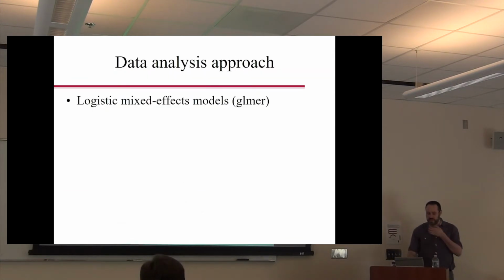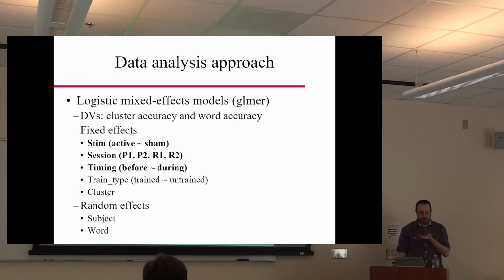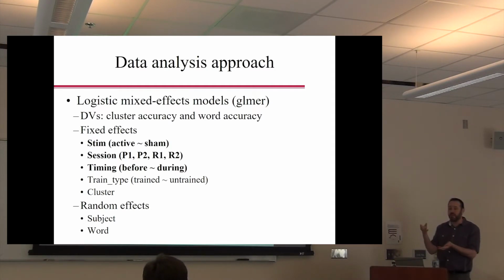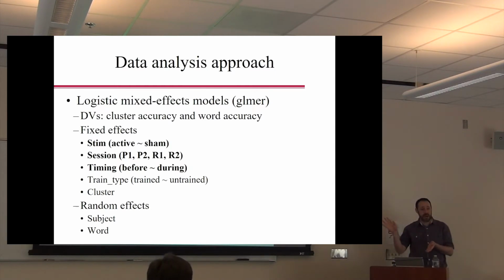So we analyze this with logistic mixed models. We look both at cluster accuracy and at word accuracy. We have fixed effects of the stimulation type, active versus sham, and the session that we're looking at. P1 is that first half of practice, which we're treating as baseline, and then P2 is the second half of practice, R1 is that 30-minute retention, and R2 is that 2-day later retention. We're also looking at the timing, whether they receive stimulation before or during the task. We also threw in whether the item is trained or untrained, which actually never came out to matter in any of our models, and also the individual cluster, because we did have a hierarchy of difficulty intentionally. And we have random effects for subject and word.